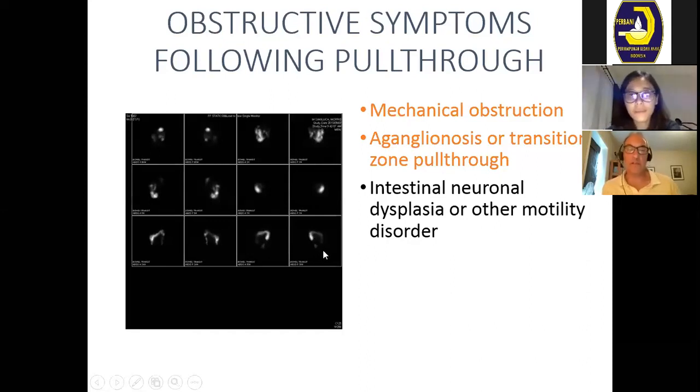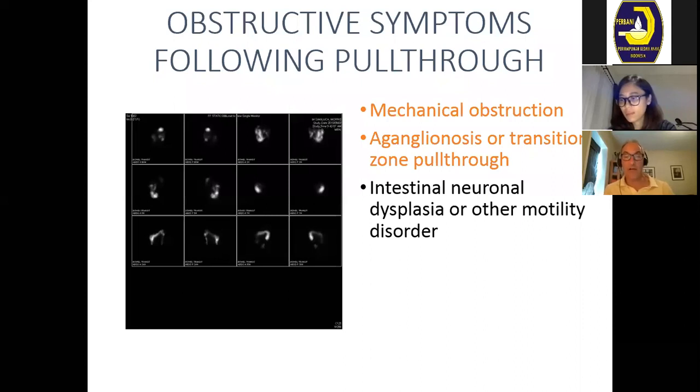The person that really popularized this is John Hudson, who was in Melbourne, Australia. And when I went to visit him and he showed me this technique, I brought it back to Toronto, and my nuclear medicine group started doing it. And so this is the way we now screen children with obstructive symptoms who I've already ruled out a mechanical obstruction.